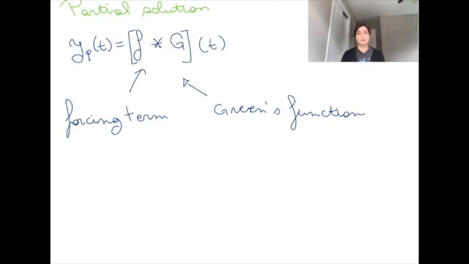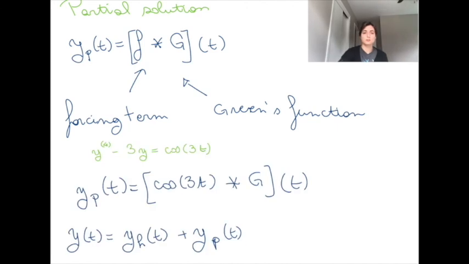Once we have the Green's function, we know that the particular solution to any other problem based on the same ODE with different forcing terms is the convolution of the forcing term that you're given and the Green's function. So in our case, when the forcing term was cosine 3t, our particular solution is the convolution of cosine 3t and the Green's function that we just computed on the previous page. And the global solution, the solution that is the sum of the homogeneous and the particular solution, is something that we can again compute.